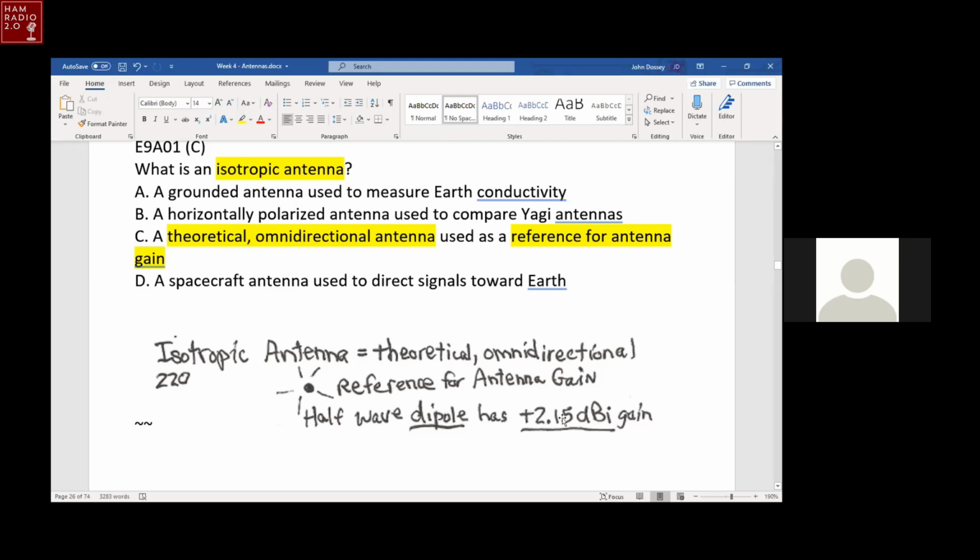Now you need to remember this number. Antenna engineers quote that in their sleep. They dream all night. 2.15 dBi is a dipole. So you have to remember that number. We'll use it again.